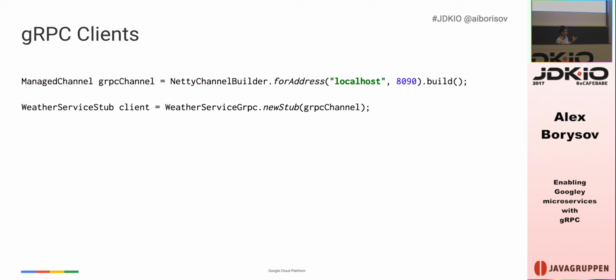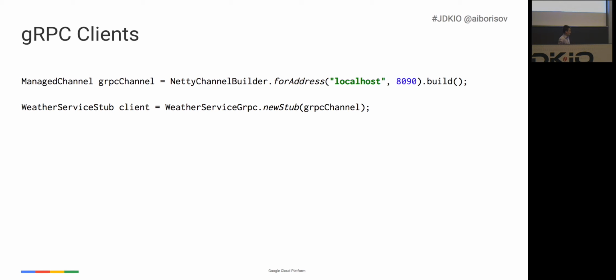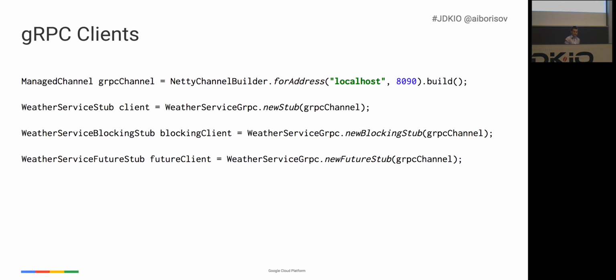Using a channel, we can create libraries or stubs. Is anyone here like writing client libraries? You don't have to do it manually anymore. gRPC Java generates statically typed client libraries for you.